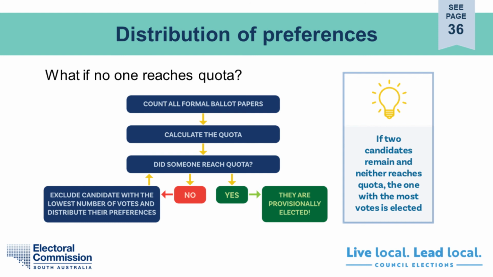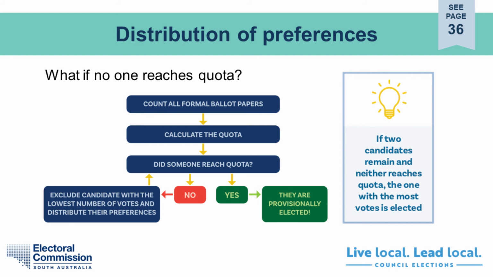But what if no candidate reaches quota? If no one reaches quota, the candidate with the lowest number of votes will be excluded and their ballot papers will be distributed to the remaining candidates. The excluded candidates' ballot papers will be distributed according to the next available preference. In this case, second preference. We are looking for the number 2 on the ballot paper. If there is no second preference, the ballot paper cannot be distributed to any other candidate and becomes what we call exhausted, meaning it has no further preferences.